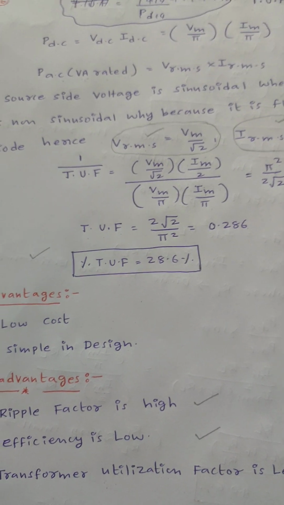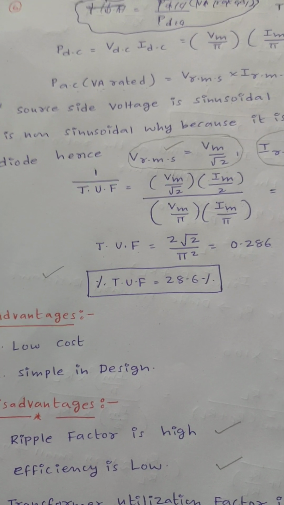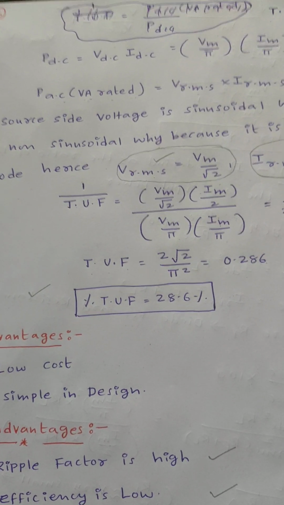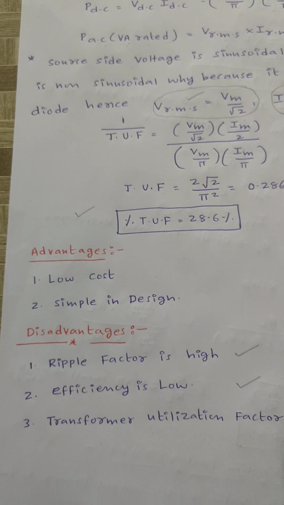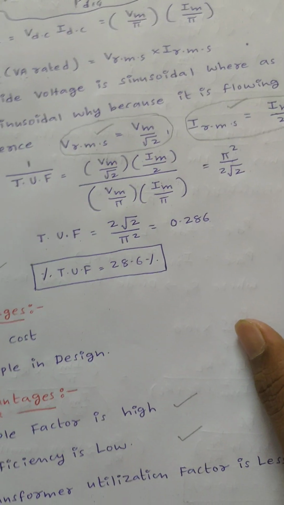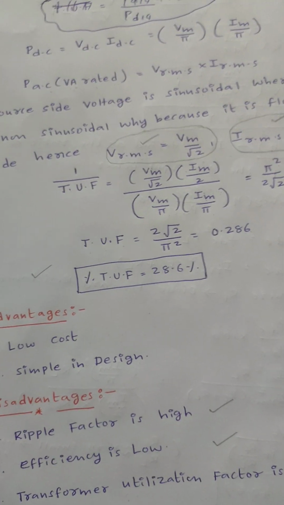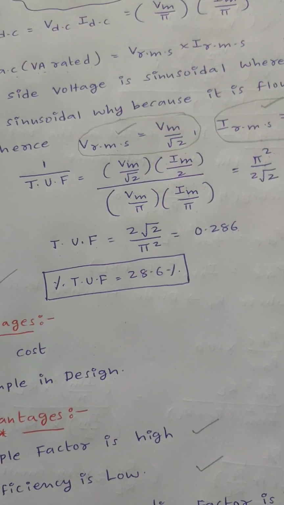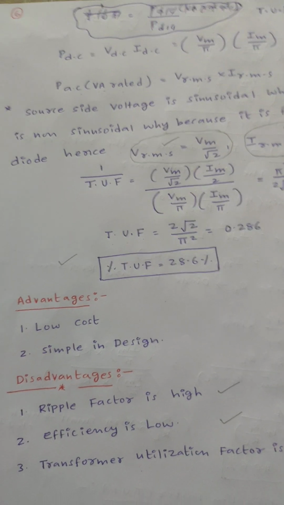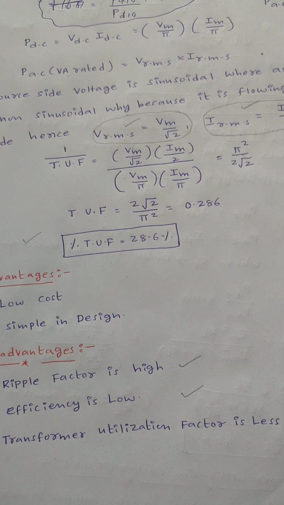Efficiency indicates the performance of a device. When efficiency is less, performance will be poor, that means it will be damaged very quickly. That is also another drawback. And also transformer utilization factor is less. To avoid those drawbacks, we introduced the full wave rectifier. That is about the half wave rectifier. I hope all of you understood this concept. Okay, thank you.